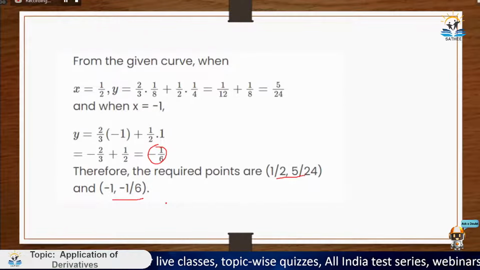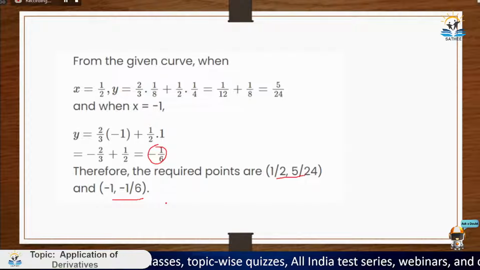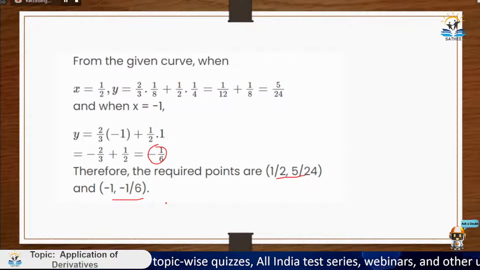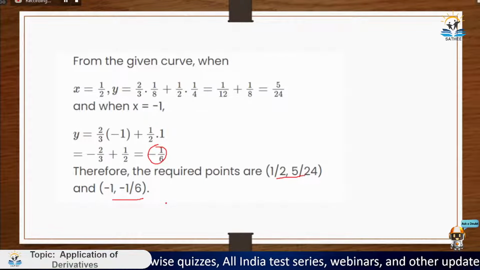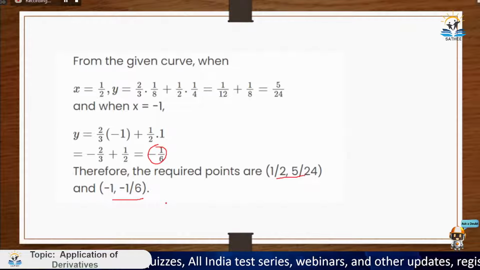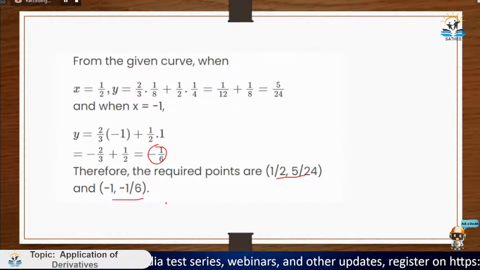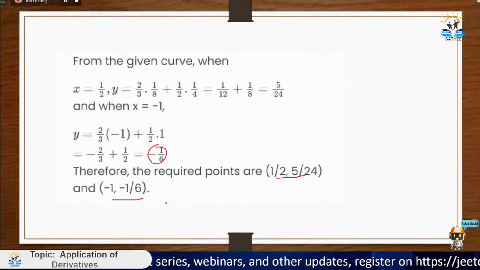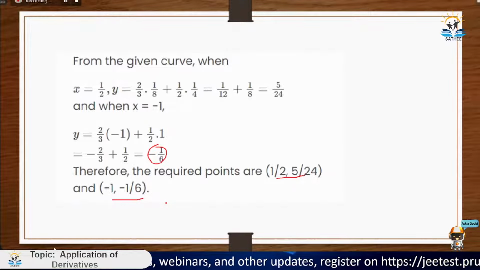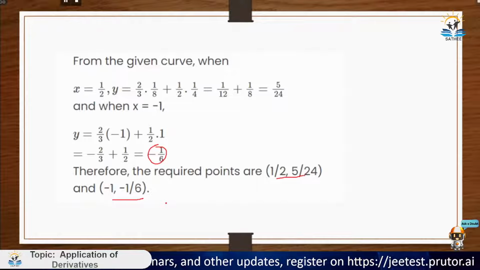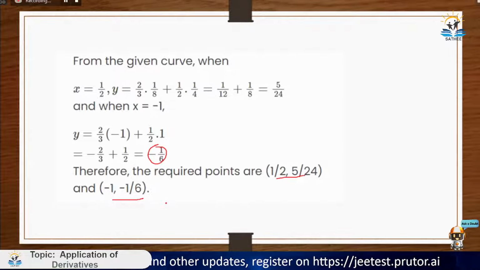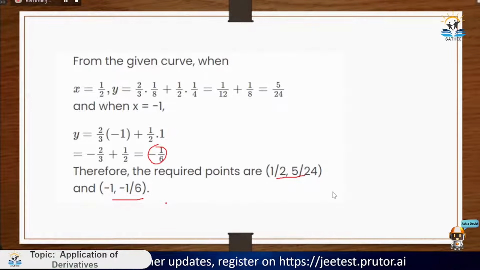So you should know this concept: if f double dash x is greater than 0, then only you can say that you will get a minima. I mean, if I am getting greater than 0, then I will not say that there is a maximum, but there is a minima. So if f dash x is equal to 0 and f double dash x is greater than 0, you will get minima. And if f dash x is equal to 0 and f double dash x is less than 0, then you will get a maxima.